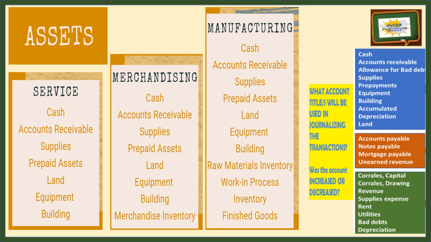Now we go to manufacturing. You still have cash, accounts receivable, supplies, prepaid assets, land, equipment, building. But this time you have raw materials inventory, work in process inventory, and finished goods inventory. The finished goods inventory is equivalent to merchandise inventory, considering that it is in saleable form. But you call it finished goods because it is manufactured. So the finished product is not bought from another source, but manufactured or built or created by the business. So these are the distinctions in assets.